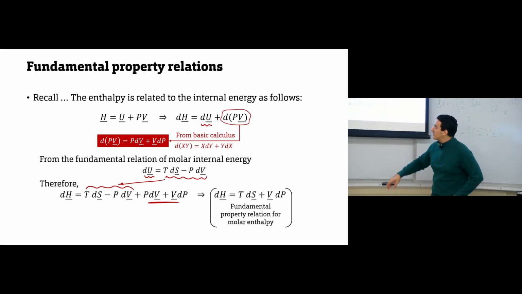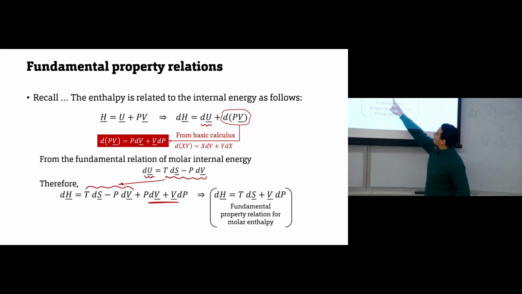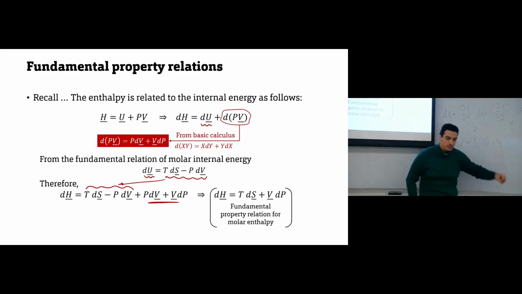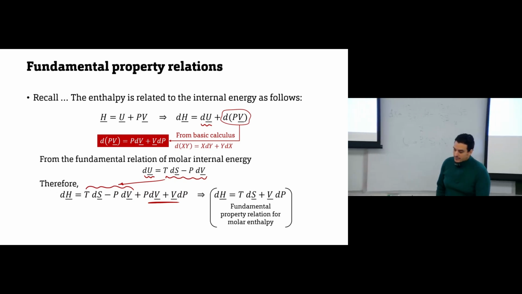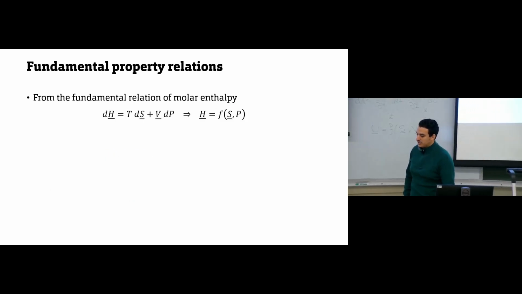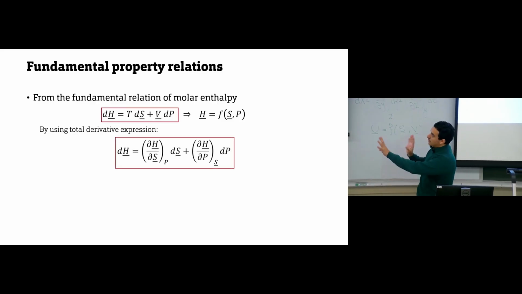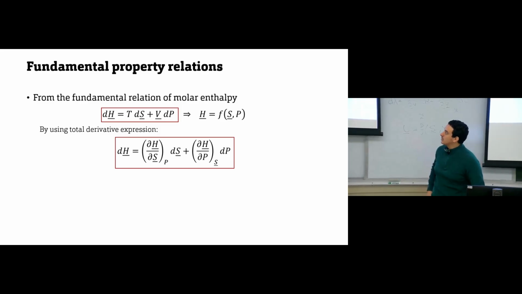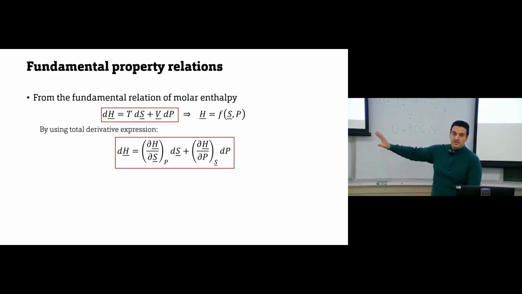We can apply the same thing here. Enthalpy is a function of entropy and pressure, right? So we can put the same equation in the total derivative formula. H is a function of S and P, and with the total derivative we have these two equations together, and then you can say dH by dS at constant pressure, this is equivalent to what?